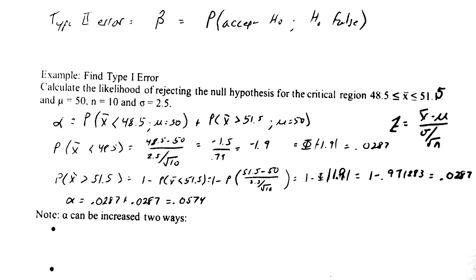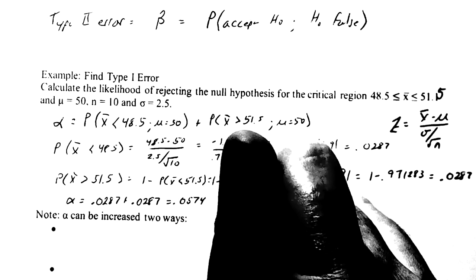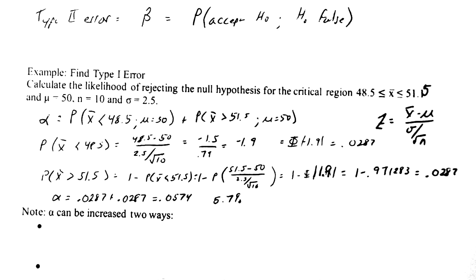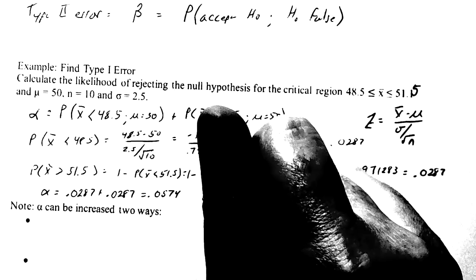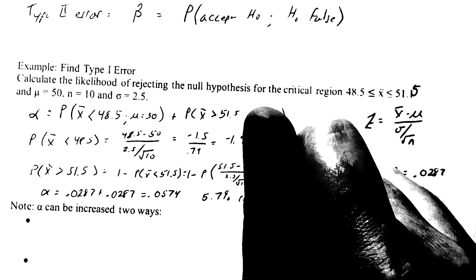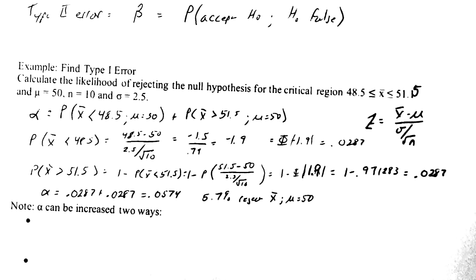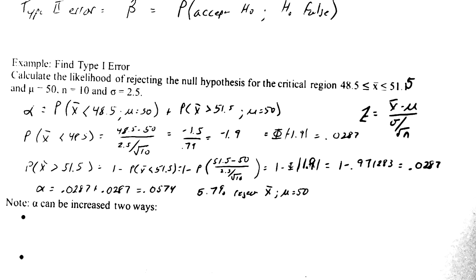0.0574. And what that means is that there's a 5.7% chance that we are going to reject X bar when mu is equal to 50. So 5.7% of the time, there'll be a sample that actually is from a population that has a mean of 50, but because that X bar is too far away from the population mean, we're going to reject it, even though it is a sample from that given population.